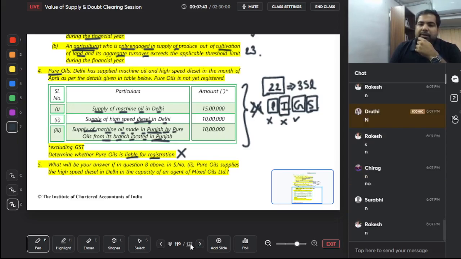What will be your answer if Pure Oil supplies high speed diesel in the capacity of an agent of Mixed Oils Limited? Guys, even then you will not require registration unless Mixed Oils is registered. But this is diesel, so even in that case you will not require any registration.